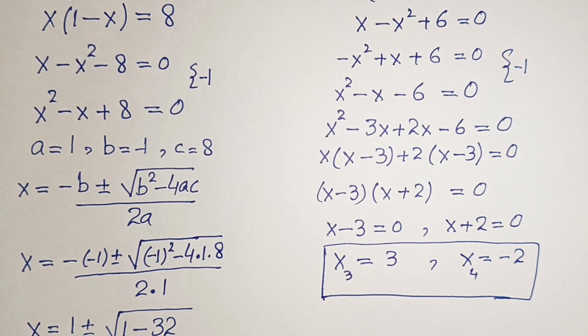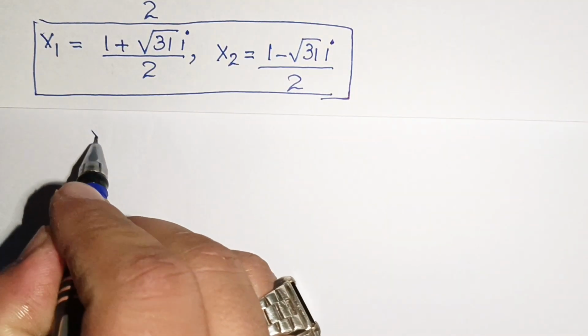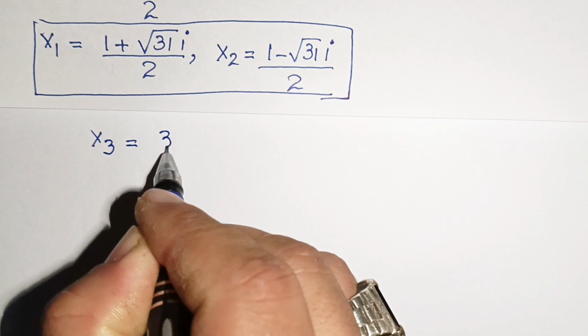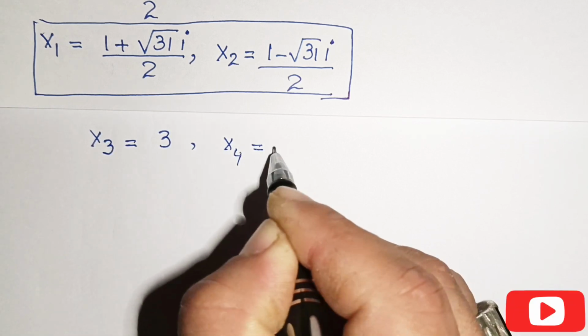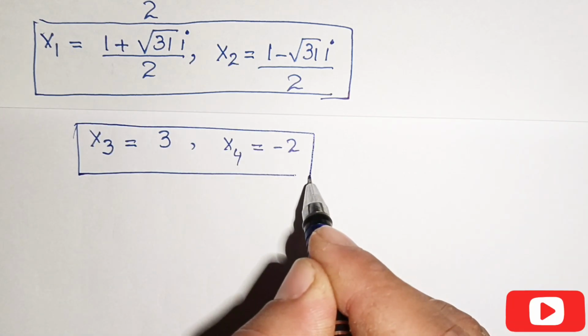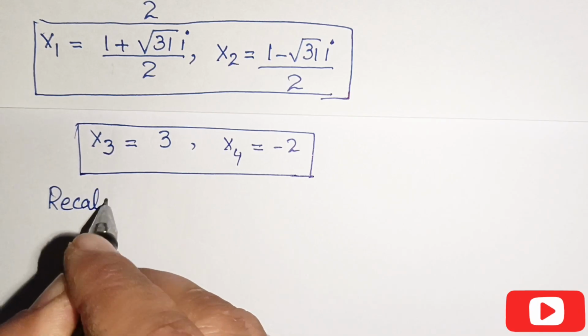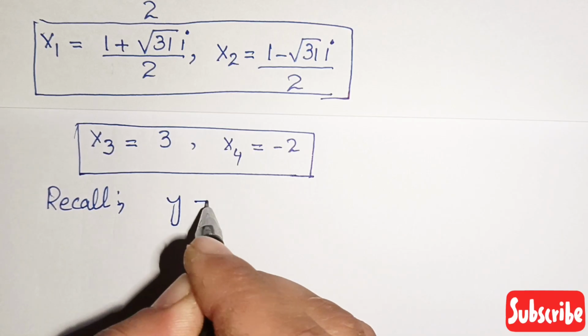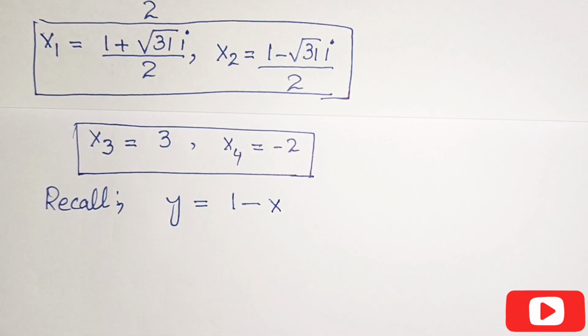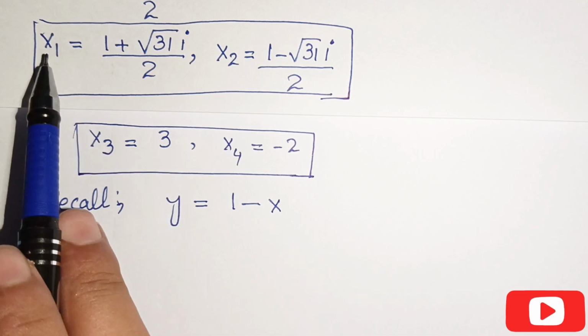Now we have four values of x. So for these four values of x, we have to find the value of y. Now, this is x1 and this is x2. Similarly, x3 is 3 and x4 is minus 2. So we have these four values. Now we have to find the values of y. So if we recall our equation, that is y is equal to 1 minus x. So if we put any value, we are going to start with x1.